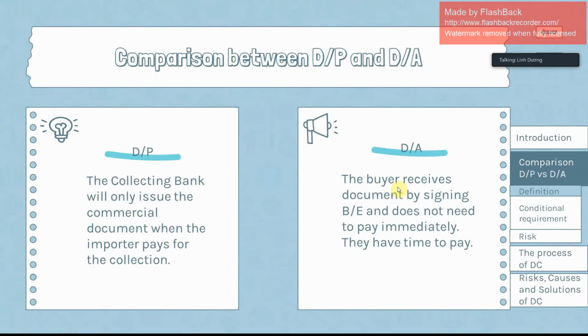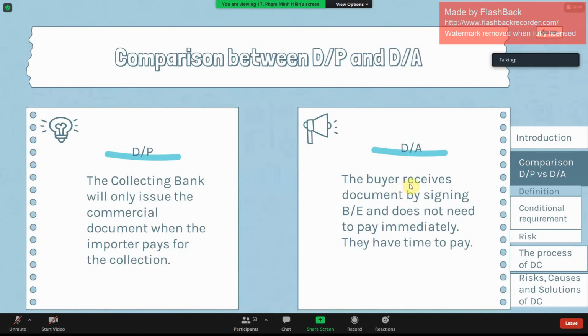Because in URC 522, it stated that the fees arising from any party are the responsibility of that party to pay. It means that the exporter will have to face that risk.